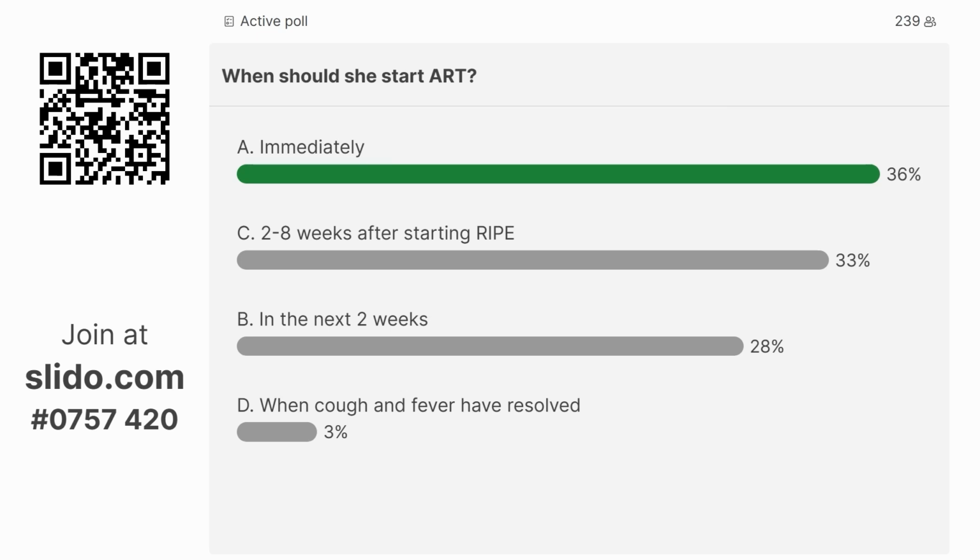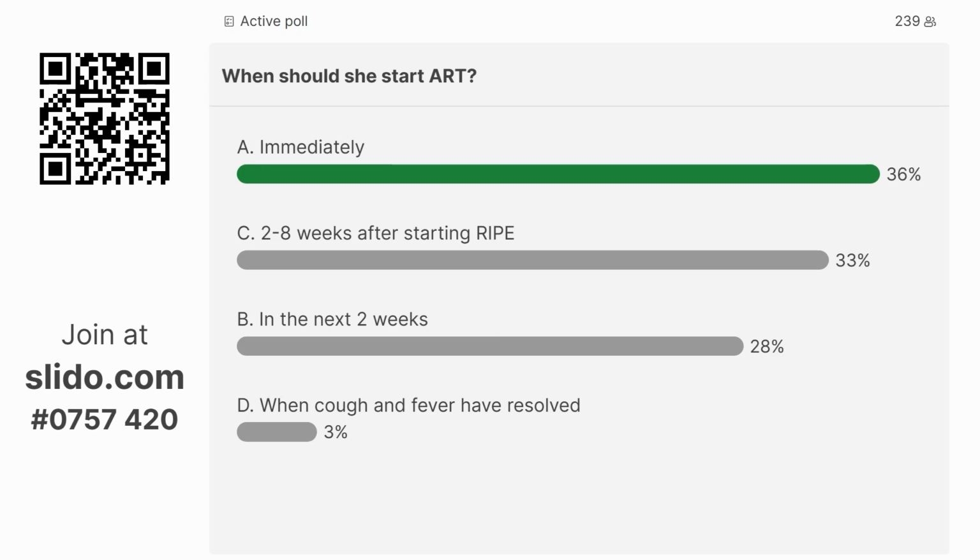Just like her, the concern, of course, has always been IRIS, and the data that got us to 2 to 8 weeks came from Southeast Asia, where they looked at different outcomes, including IRIS. IRIS is going to be more common in CD4 count less than 50, but on balance, I think starting RIPE at a couple of weeks is probably the best option. Sandy? I agree. Okay. Well, again, there are many nuances to these issues.